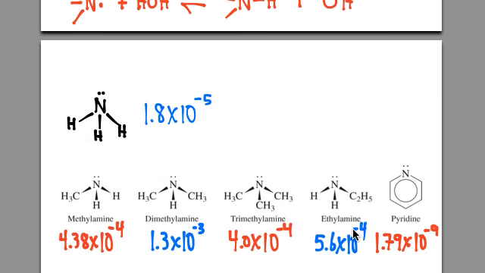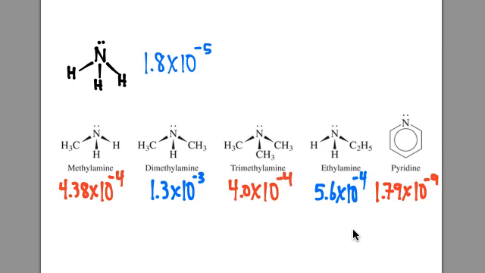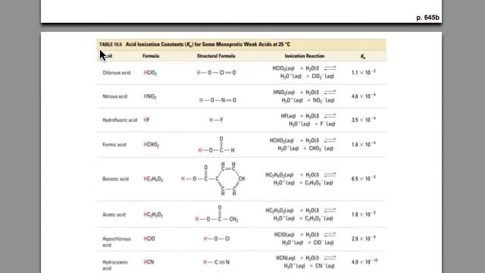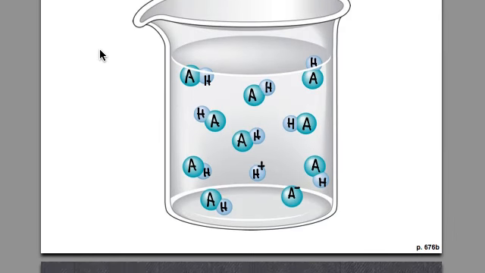Here are some constants for those. 10 to the negative 5, kind of weak base. These are the Kb values for these. That's a stronger base. That's a stronger base. This one's on the level of this one. Same for this one. This is, my goodness, that's 10 to the negative 9. That's a very weak base. But still, nitrogen, nitrogen, nitrogen. Get the idea. I think I'm going to skip on by this.